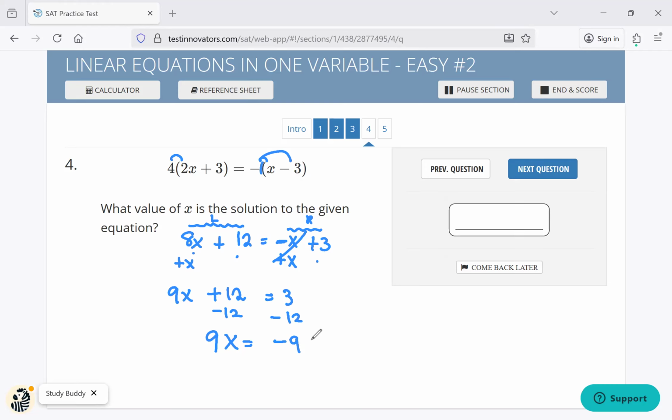Okay, go ahead and solve for x. So I'm going to divide both sides by 9, and you get x equals negative 1. Okay, not too bad.